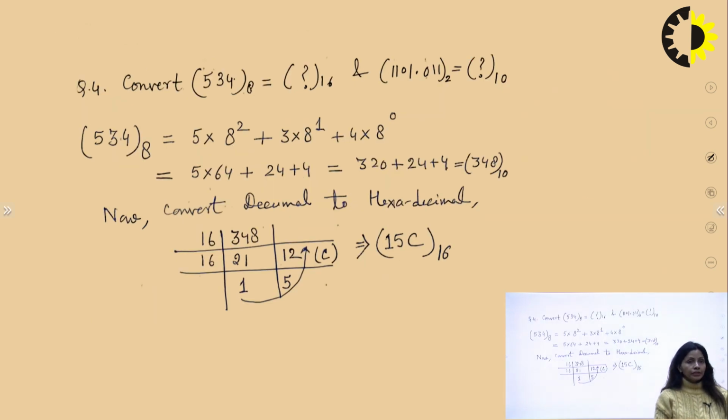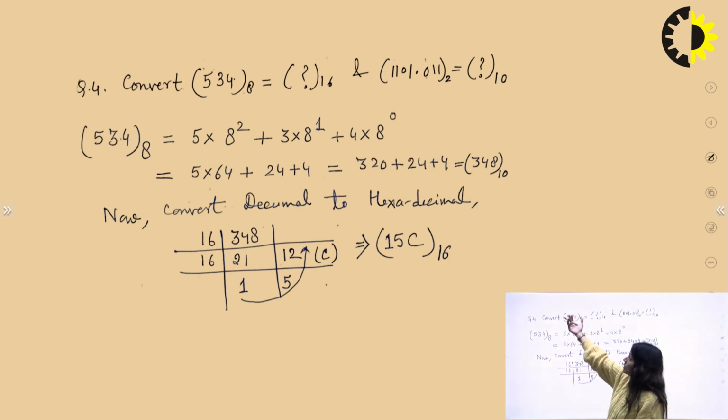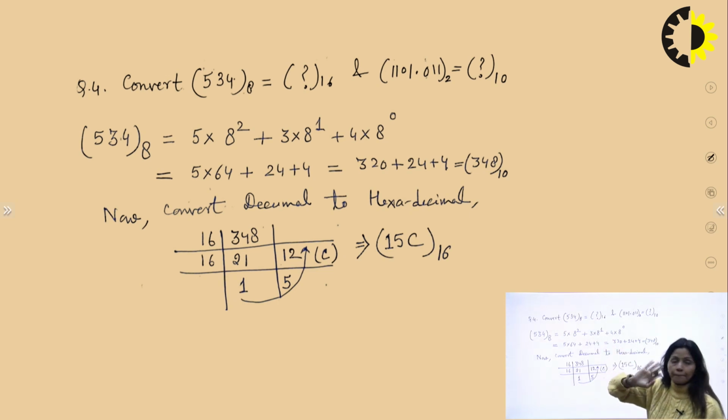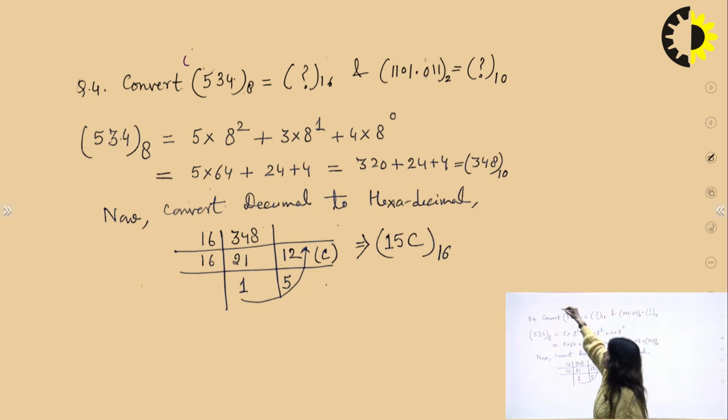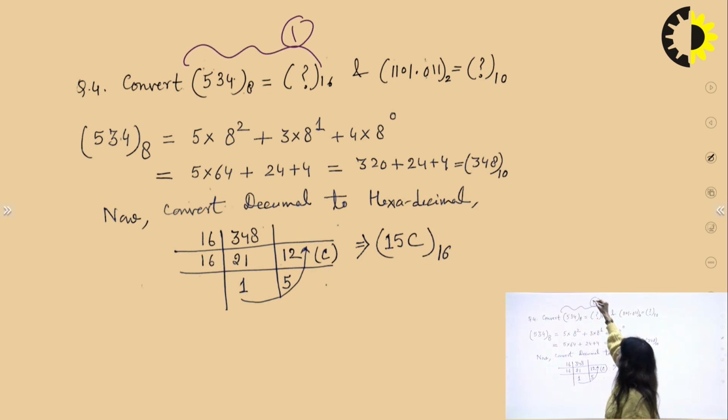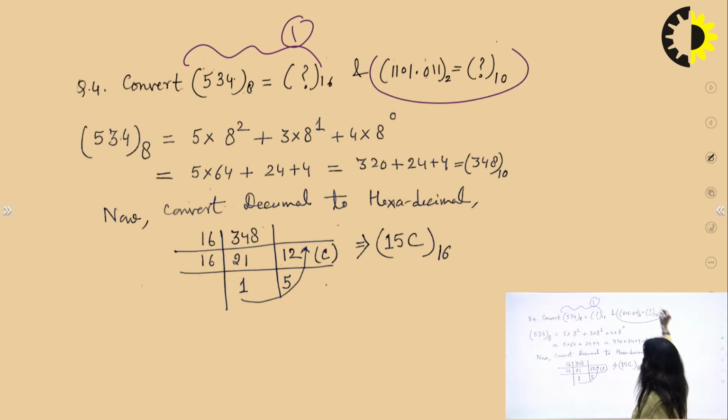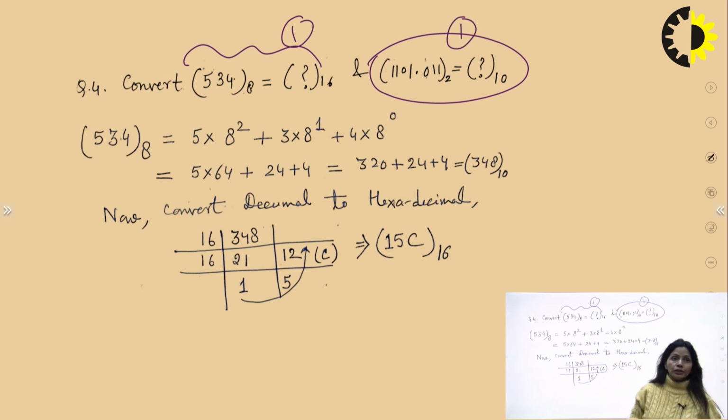Now the next question is to convert the octal number into hexadecimal, okay, and this is for 1 mark. And again he is asking to convert this binary to decimal, again a 1 mark question.